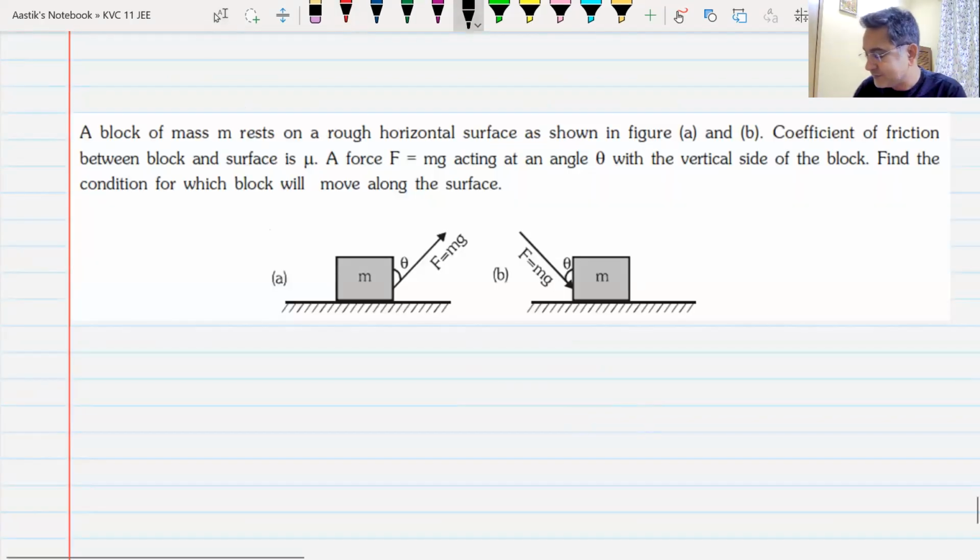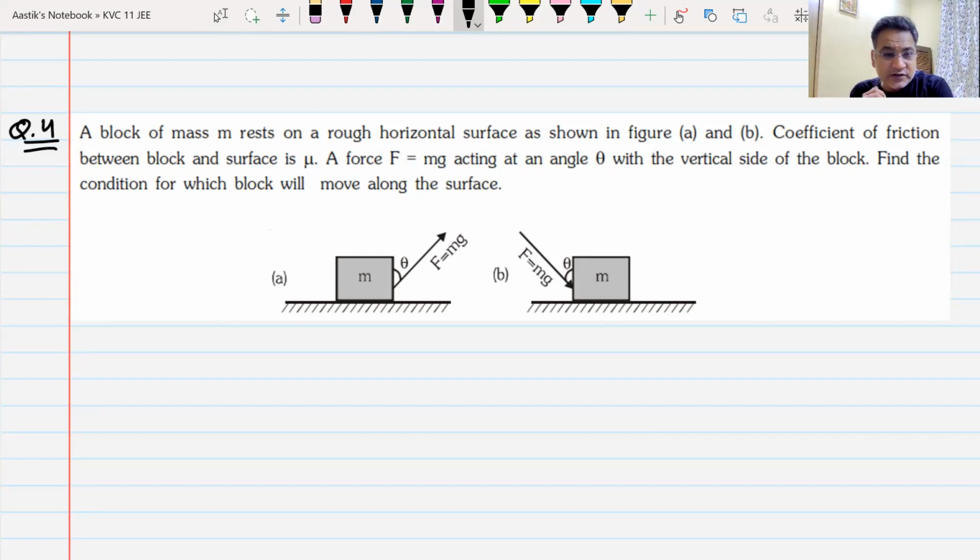This is the next one. Let's see who comes up with the answer for this one. A block of mass m rests on a rough horizontal surface. Same question came in last year's JEE. And we did this question in the class 2 years back. But still there were some people who could not do this. See, sometimes your emotion gets the better of you rather than your brain. So we have to do physics with brains and the rest of the things with your heart.